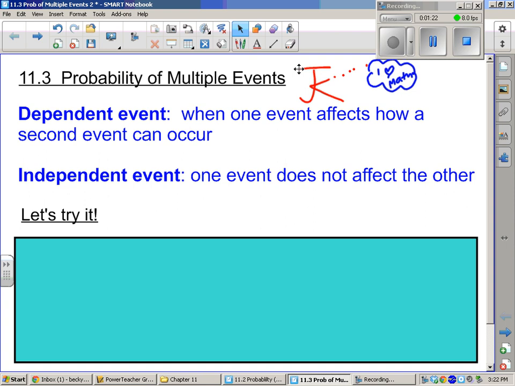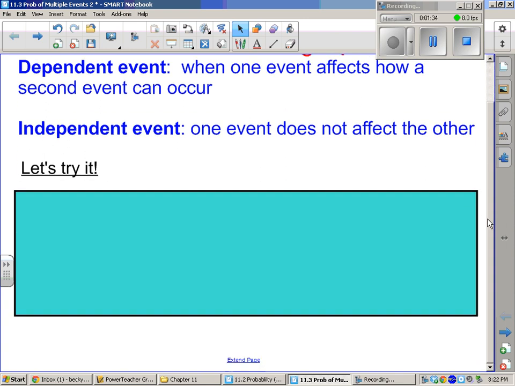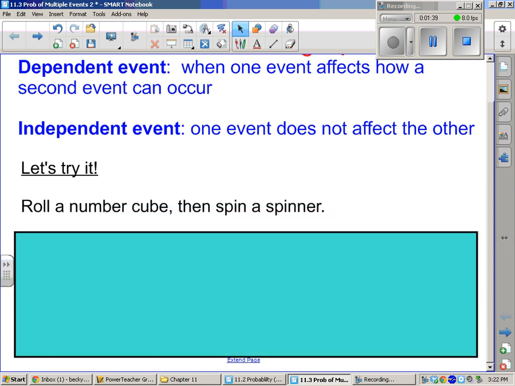All right, independent event is when one event does not affect the other. So like taking a glass of milk from the fridge and then getting cookies out of the cupboard. They don't affect each other, how many cookies I can take and how much milk. All right, well, let's try it. Let's see if we can figure these out.